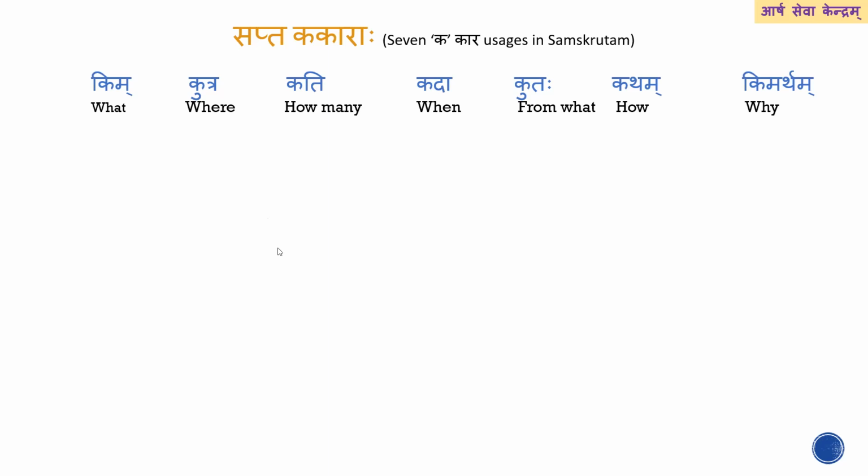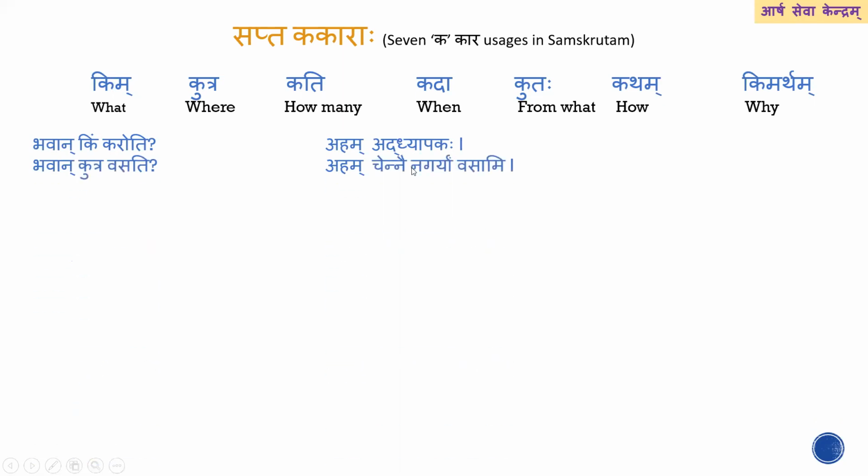So this is very simple. I'm not going to explain and I'm not going to use more of it. Bhavan kim karoti. Kim is very familiar. So aham adhyapakaha. That's my job. Okay. Next. Bhavan kutra vasati. This also you are familiar. Aham Chennai Nagariyam vasami. So no doubt.